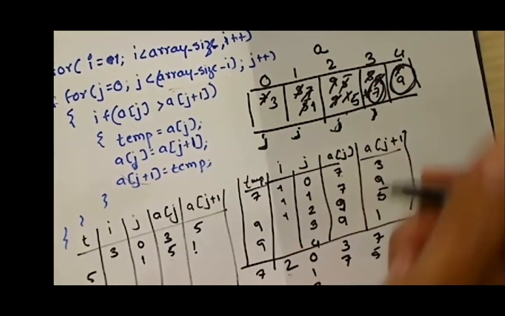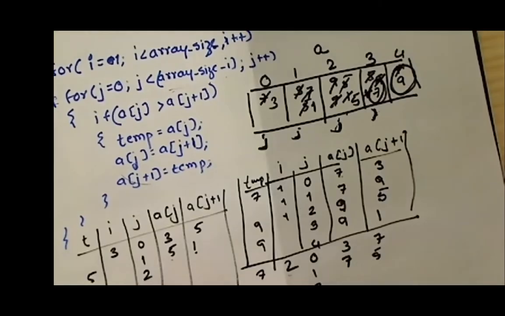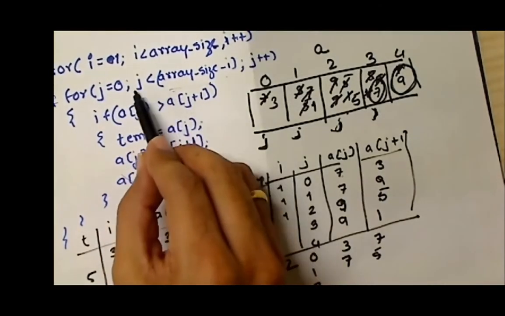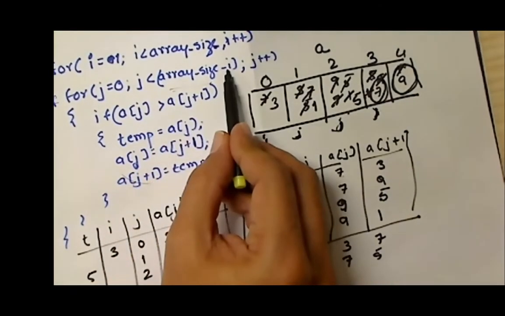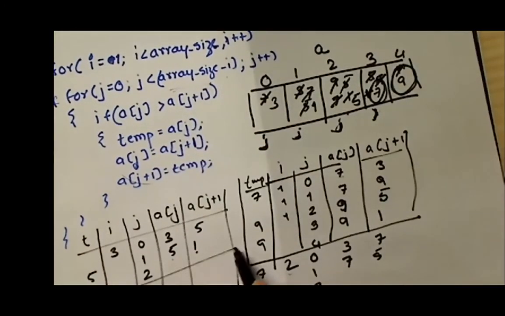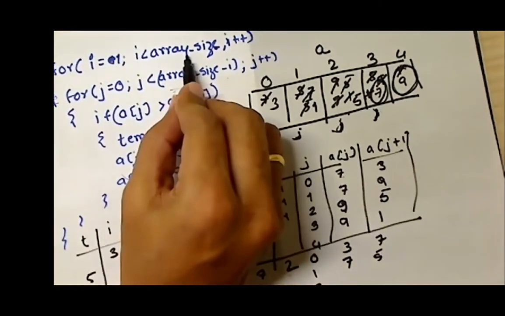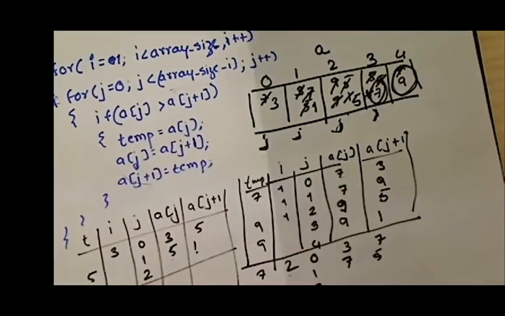Is 5, so the values get interchanged and j plus plus, j now becomes 2. Then again we go and check: is 2 less than 5 minus 3? That is, is 2 less than 2? False, so we come out of this loop. That loop is over and i plus plus, i now becomes 4. Is 4 less than 5? Yes, we go inside. j is again set to value 0.